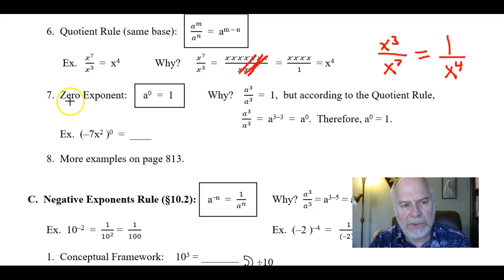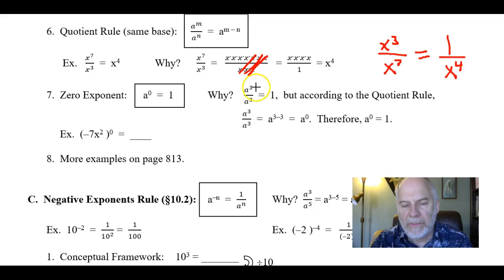Now, the next rule is kind of strange for some students. It says that a number a, or any number to the 0 power, equals 1. It doesn't equal 0, it equals 1. So any number to the 0 exponent will equal 1.